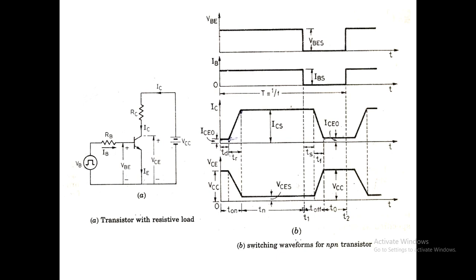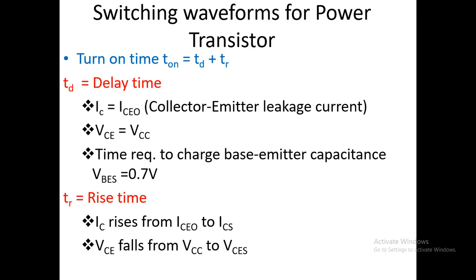So this is the switching characteristics of the transistor. Here it is explained that turn on time is equal to Td plus Tr, that is delay time and rise time. During the delay time, IC is equal to ICE naught, the collector to emitter leakage current, and VCE is equal to VCC. So the current will be ICE naught, the minimum value of current, and VCE is equal to VCC, the maximum value of voltage, and this is the time required to charge the base emitter capacitance.